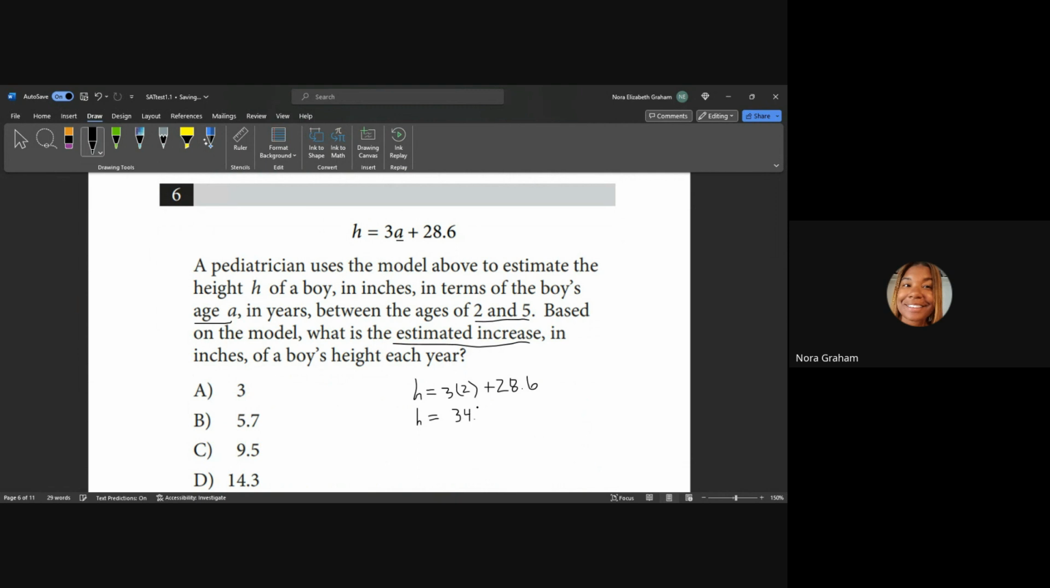Now let's find the height for boys of age 3. Remember, I'm just trying to find a pattern for what my outcomes are. So 3 times 3 plus 28.6.